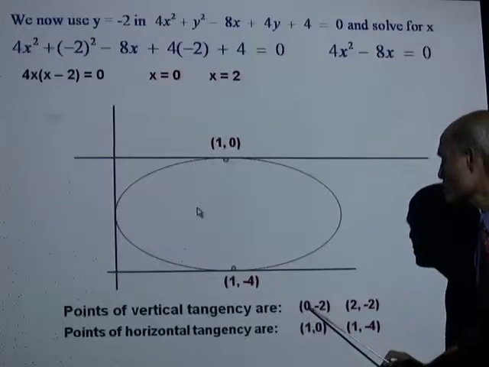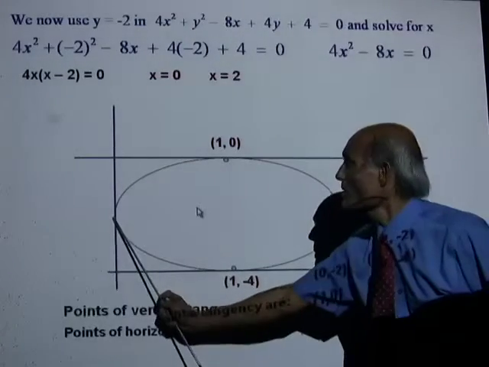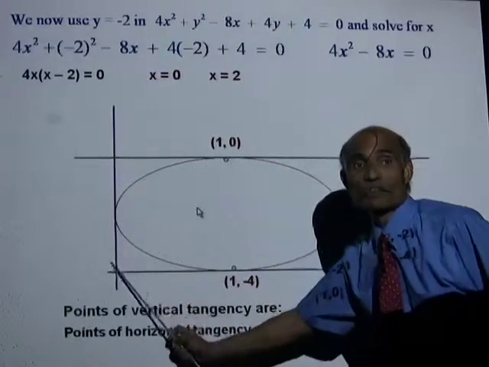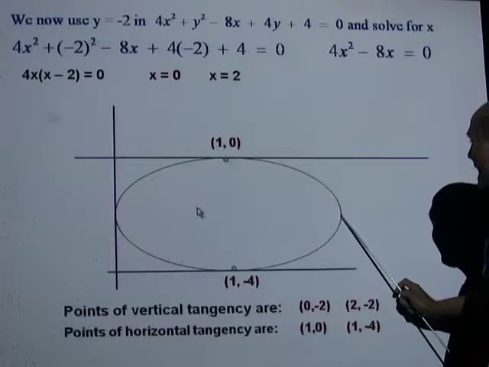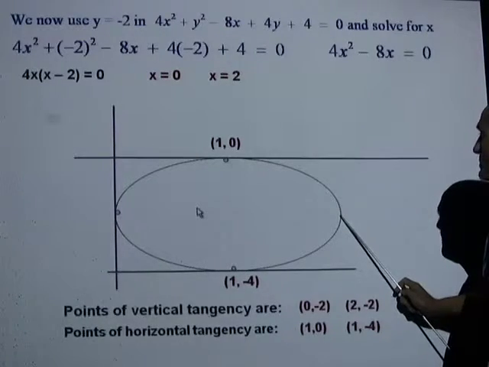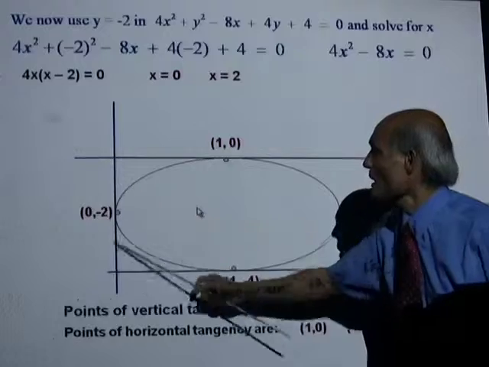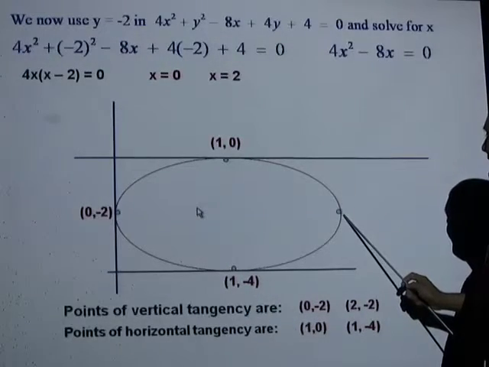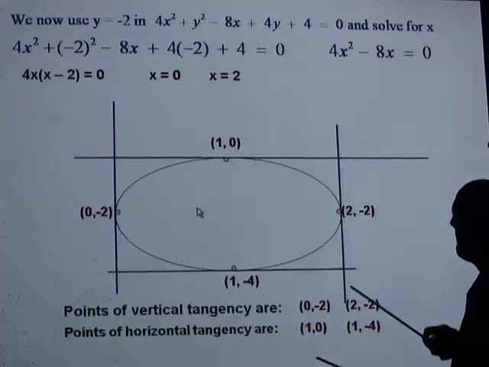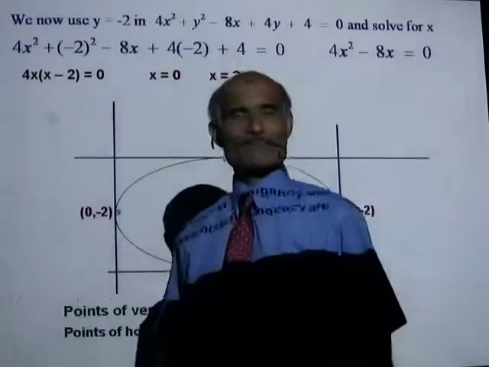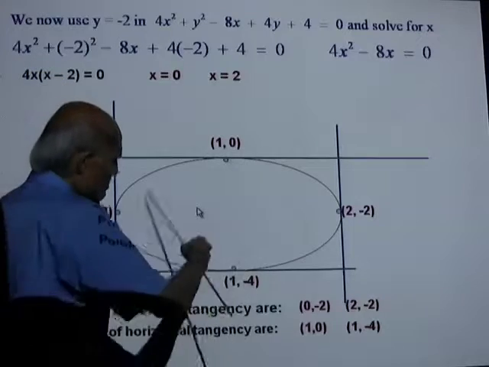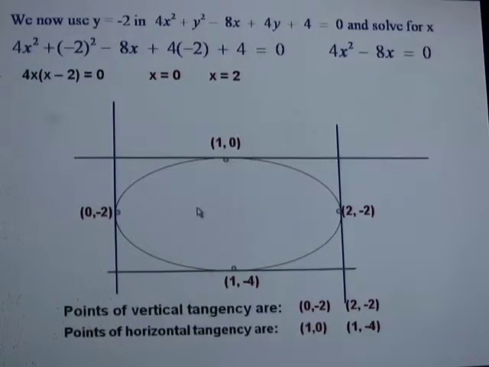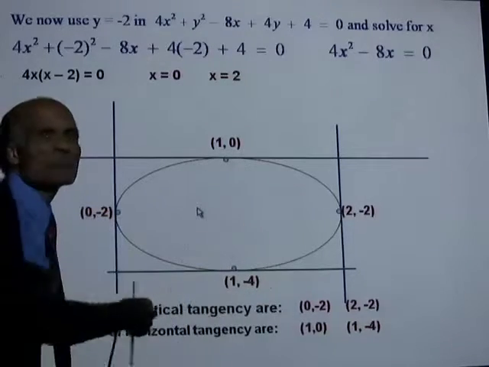And you have a vertical tangent line at 0, negative 2. That's one vertical tangent line. And another one at 2, negative 2. One is over there. Isn't that beautiful? So by doing implicit differentiation, we were able to find all the horizontal and vertical tangent lines of this elliptical figure.